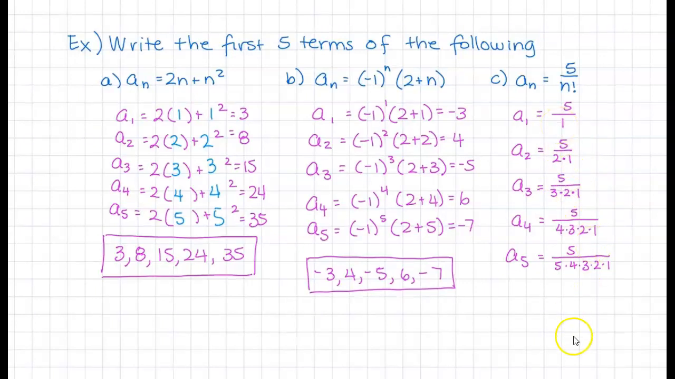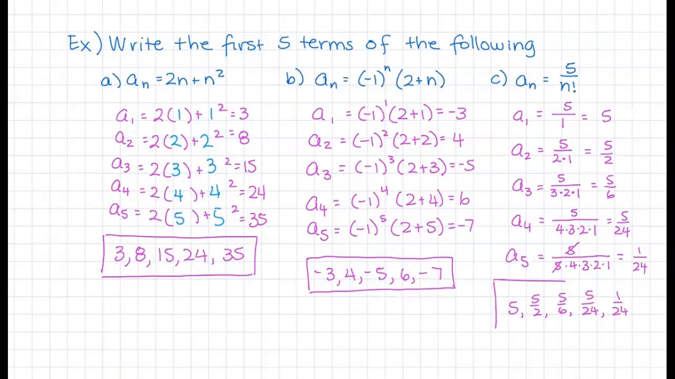That's all factorial is. And so then when you go ahead and work it out, the first term is going to be 5. The second term will be 5 halves. The third term will be 5 sixths. Then we have 5 times 24. And on the last one, we can actually just cross out the 5s and get 1 over 24. And so then, there we go. That's our sequence then. So we have 5, 5 halves, 5 sixths, 5 over 24, 1 over 24. And boom. So there's writing the first 5 terms using an explicit rule.